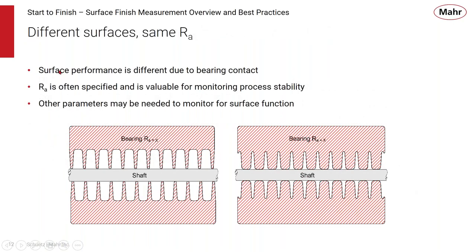Now the issue is that sometimes surface finish is different due to bearing contact. So, here we have an Ra that's specified, it's available for monitoring the process, but these two surfaces can give us the same Ra value. So it's important to understand that, and maybe sometimes other parameters could be required to monitor the surface function.